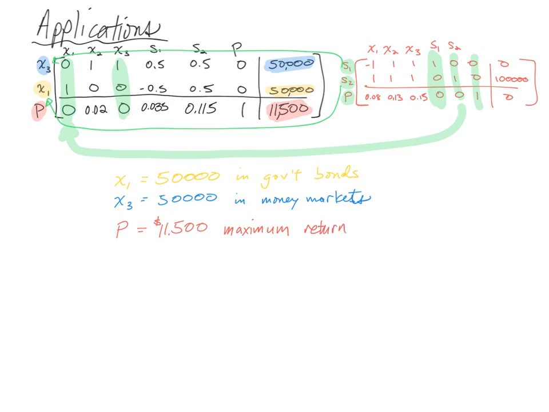And that's it. So if you wanted to, you could write a sentence. You could say the investor should invest $50,000 in government bonds and $50,000 in money markets to get a maximum return of $11,500. But that's it. I say that's it very lightly, as this example did take up 3 slides and roughly 17 minutes of your life, but I hope it was very well broken down and understandable by all of you out there who are watching this.